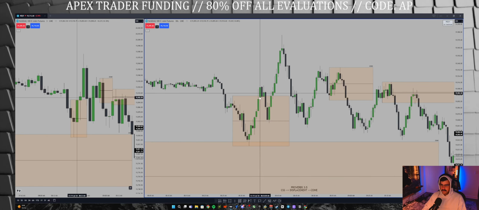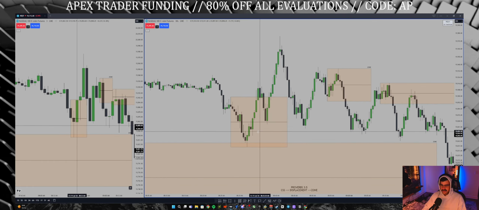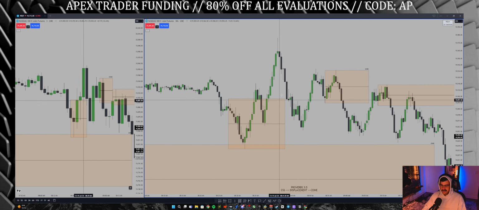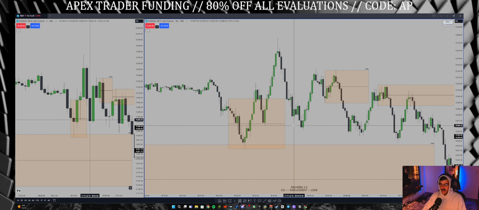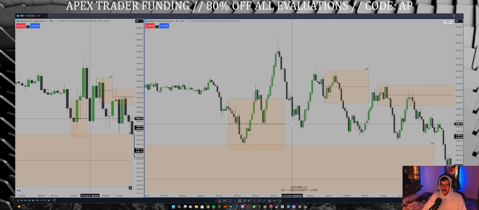What do we get right here? Body closure. What does this confirm? This is a protected low. What can we expect to play out of this? A quick 1-to-1 or whatever refinement or whatever kind of entry technique you're waiting for.